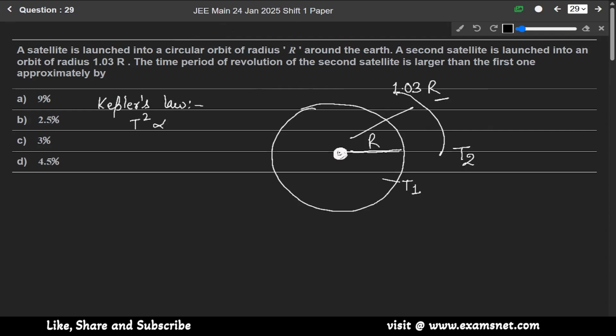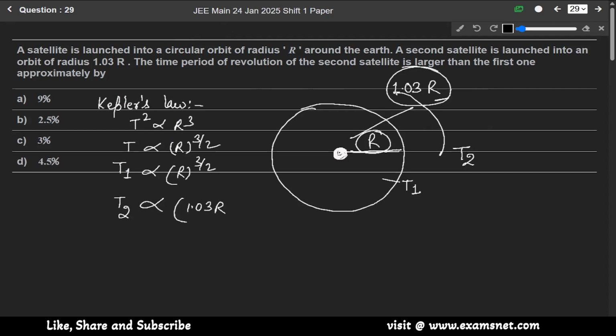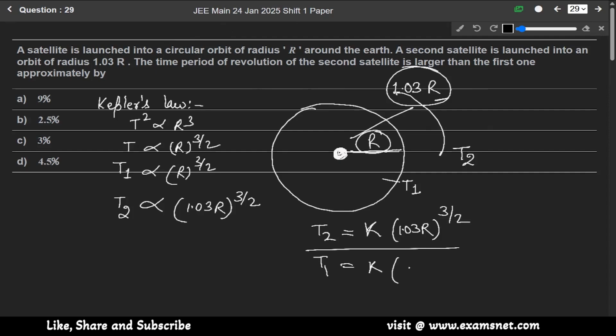t square is directly proportional to r cube. So here t will be directly proportional to r to the power 3 by 2. So for t1 we can write t1 is directly proportional to r to the power 3 by 2, and for t2 it is directly proportional to (1.03 r) to the power 3 by 2. So when we divide, let us say here there will be a proportionality constant k: t2 is k times (1.03 r) raised to the power 3 by 2, divided by t1 is equal to k r to the power 3 by 2.